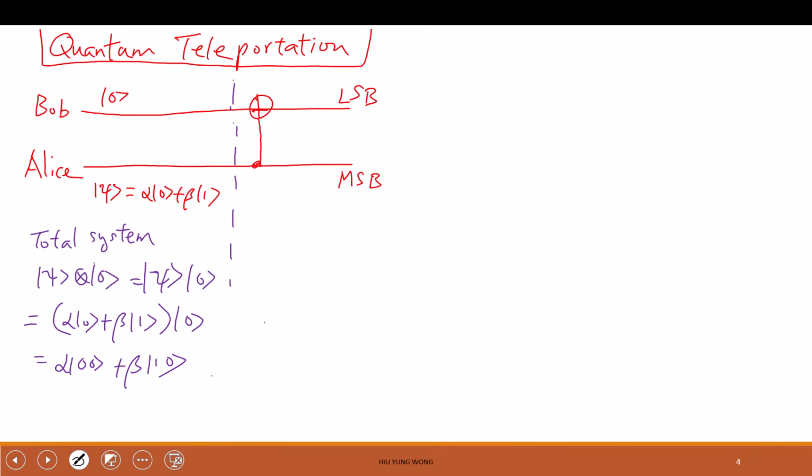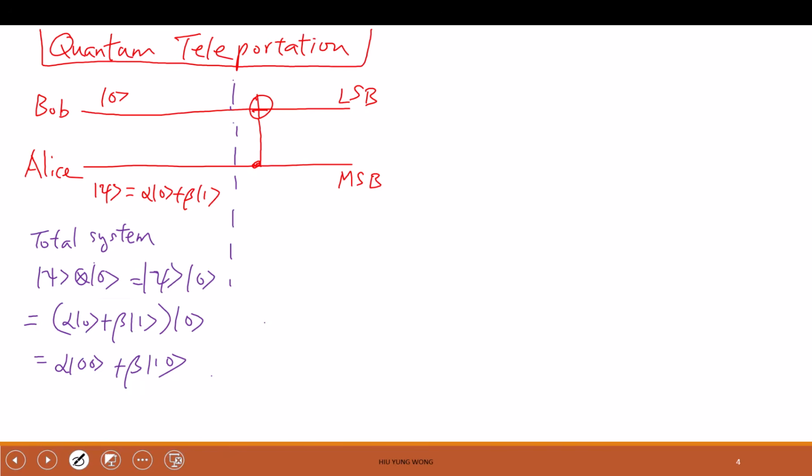Which one is the control qubit? MSB, right? Which one is the target qubit? So which electron is controlling another electron in some sense? Alex's electron state is controlling the state of Bob, right? If you apply this gate, right?